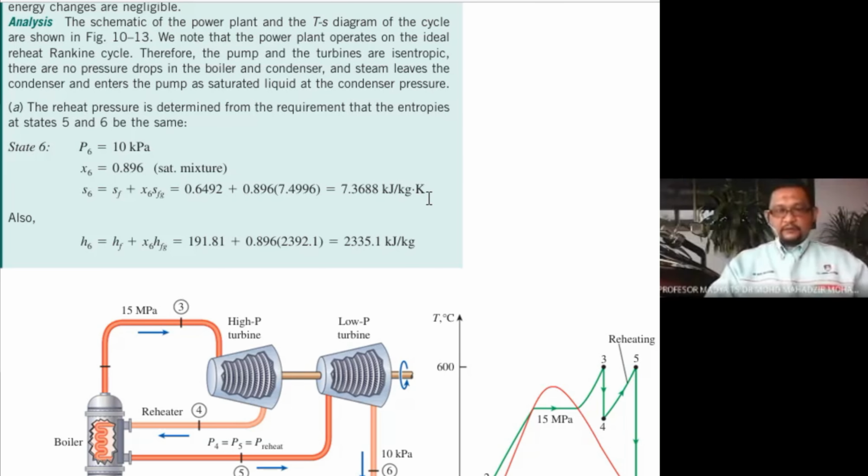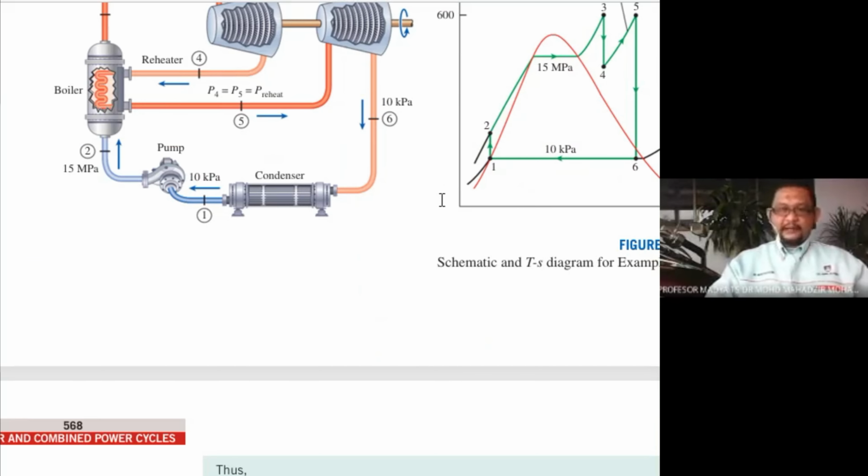So also from there, based on 10 kilopascal, using the same equation method that we had in the wet region situation, the enthalpy H, when you put all the values here, the answer is 2335.1 kilojoule per kg.